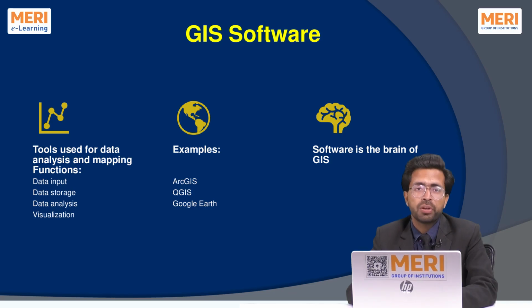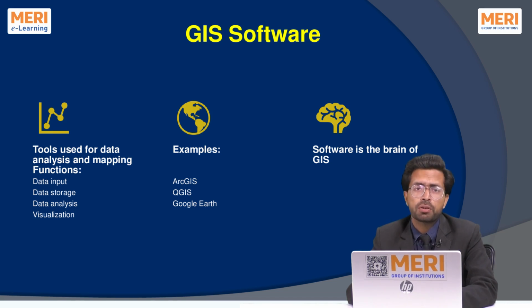It allows users to create maps, analyze spatial relationships, and generate outputs in the form of reports or visual models. Some commonly used GIS software include ArcGIS, QGIS, ERDAS Imagine, and Google Earth. Each of these software platforms has different features and capabilities. For example, ArcGIS is widely used for advanced spatial analysis, while QGIS is an open source software that is popular among students and researchers. GIS software provides various analytical tools. These include overlay analysis, buffering, network analysis and spatial modeling. These tools help users understand patterns and relationships in spatial data.